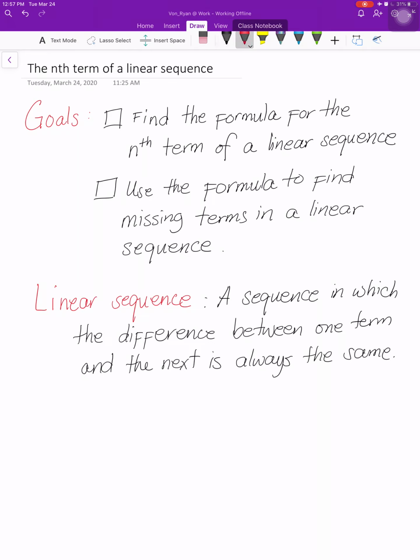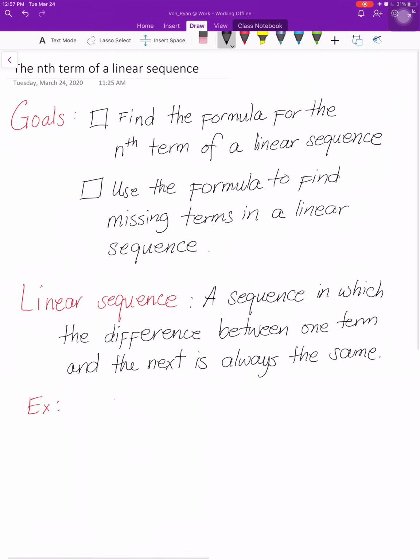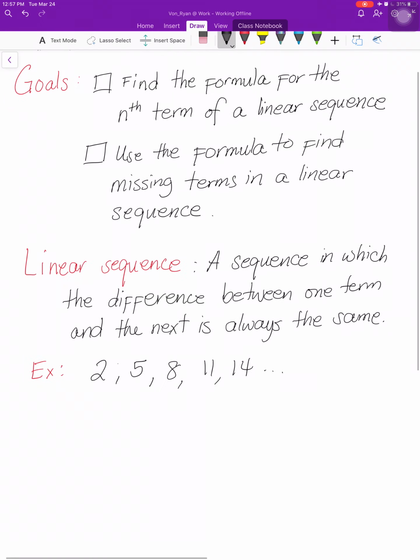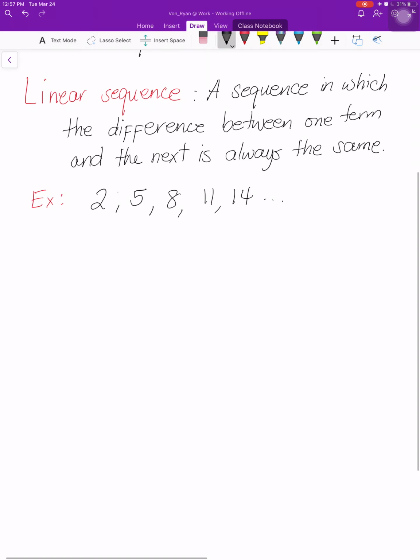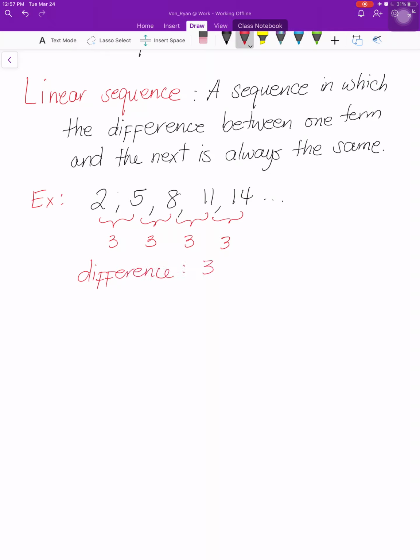So if we look at an example, the sequence 2, 5, 8, 11, 14, and so on. As you can see, the difference between the terms is 3. So 5 minus 2 is 3, 8 minus 5 is 3, 11 minus 8 is 3, 14 minus 11 is 3. And so this is a linear sequence.